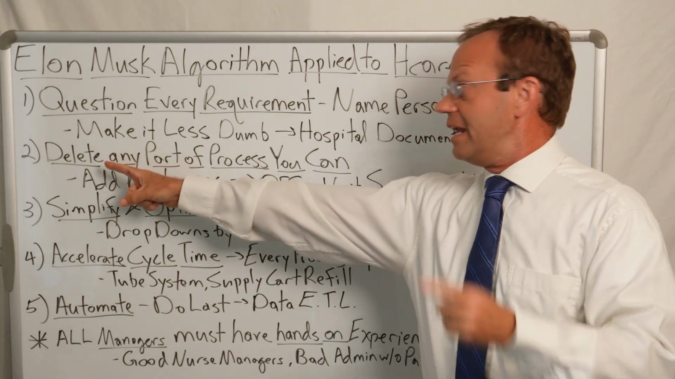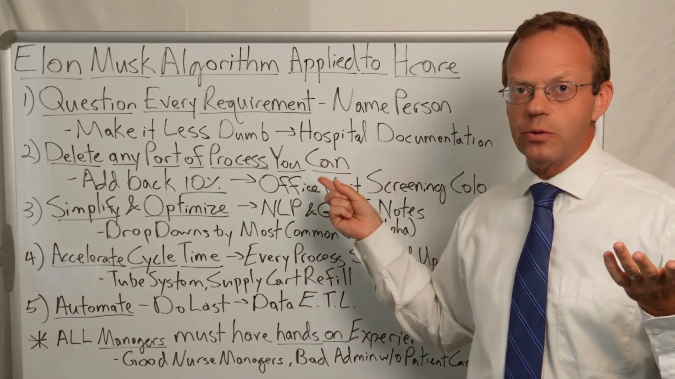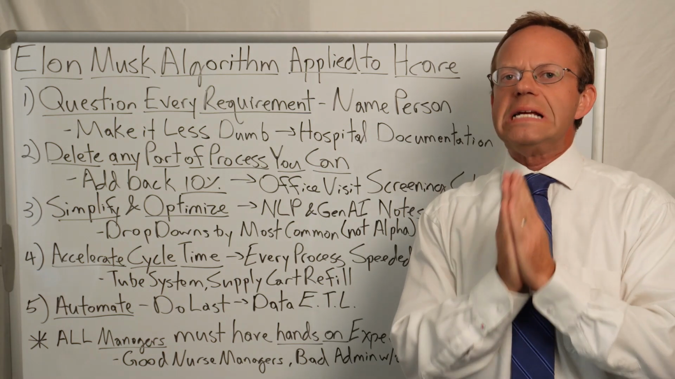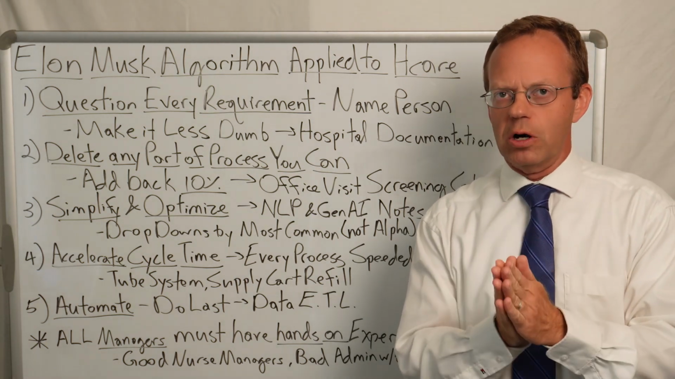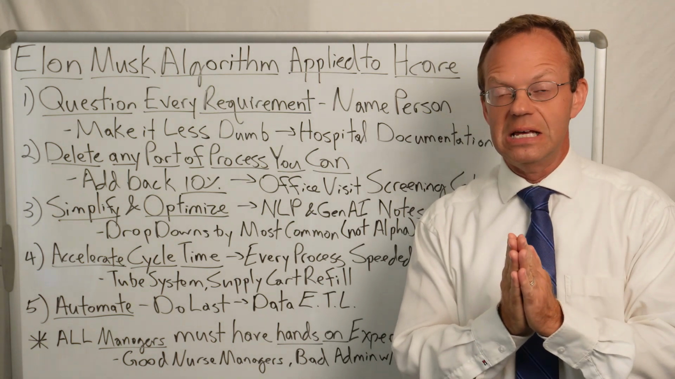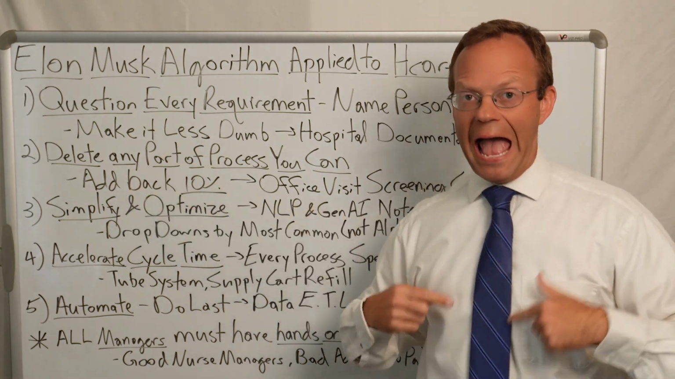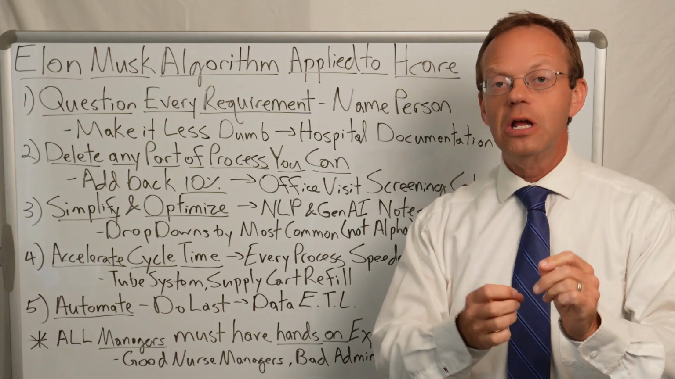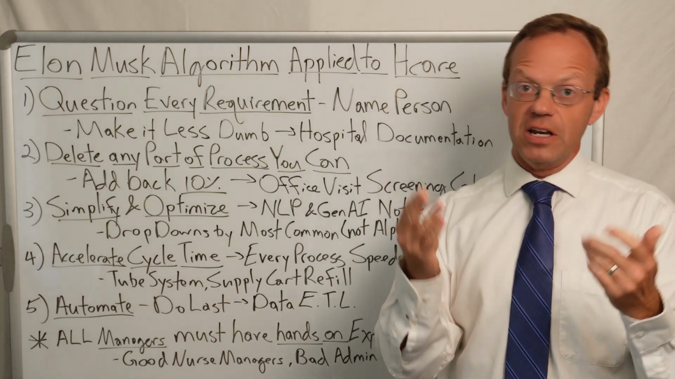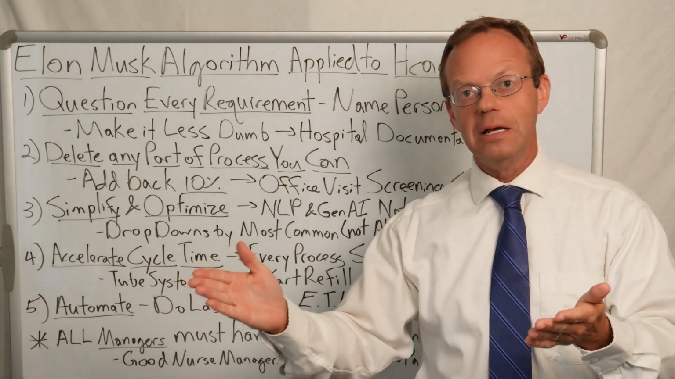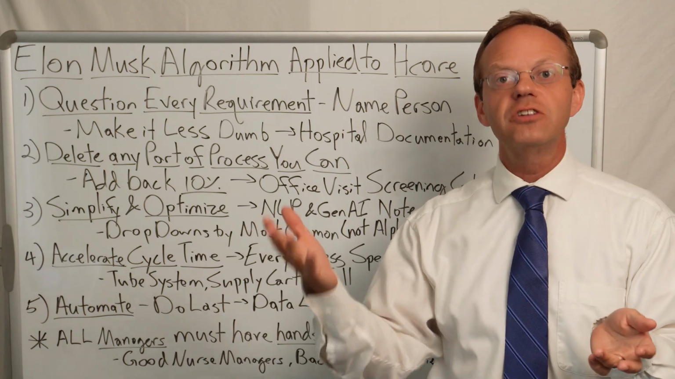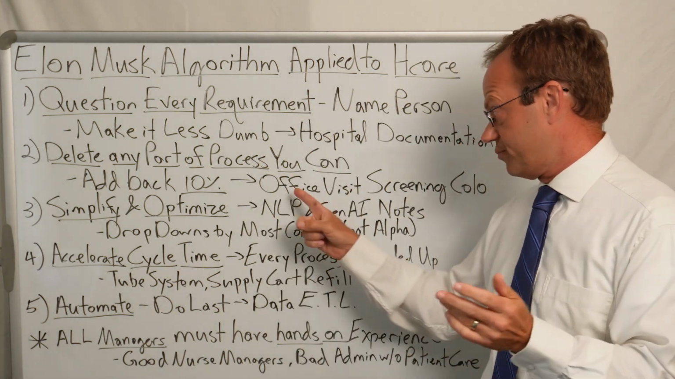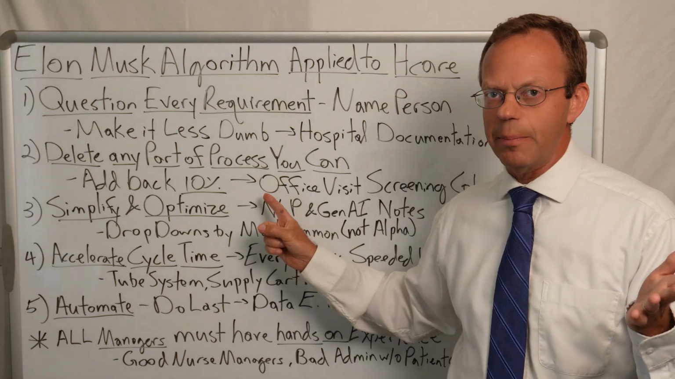Okay, next up. Then delete any part of the process that you can. He says that you need to delete so many parts of any process that unless you need to add back 10% of what you cut, then you didn't cut enough. In other words, you have to overcut and then say, oh, we actually cut too much, and then add back 10%. Okay, specific clinical example.